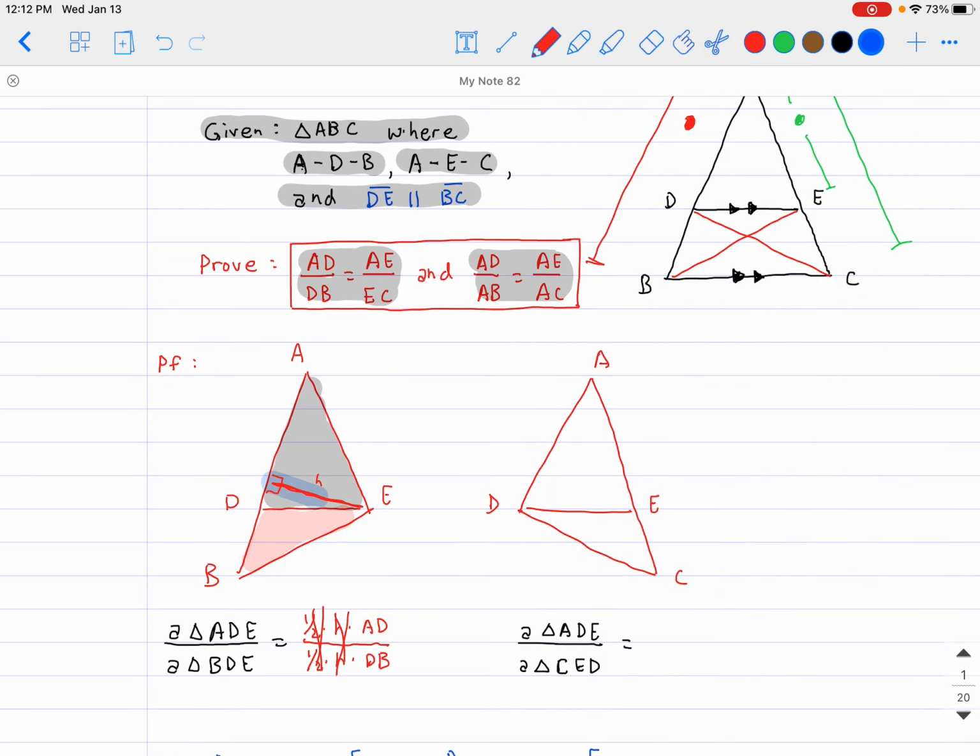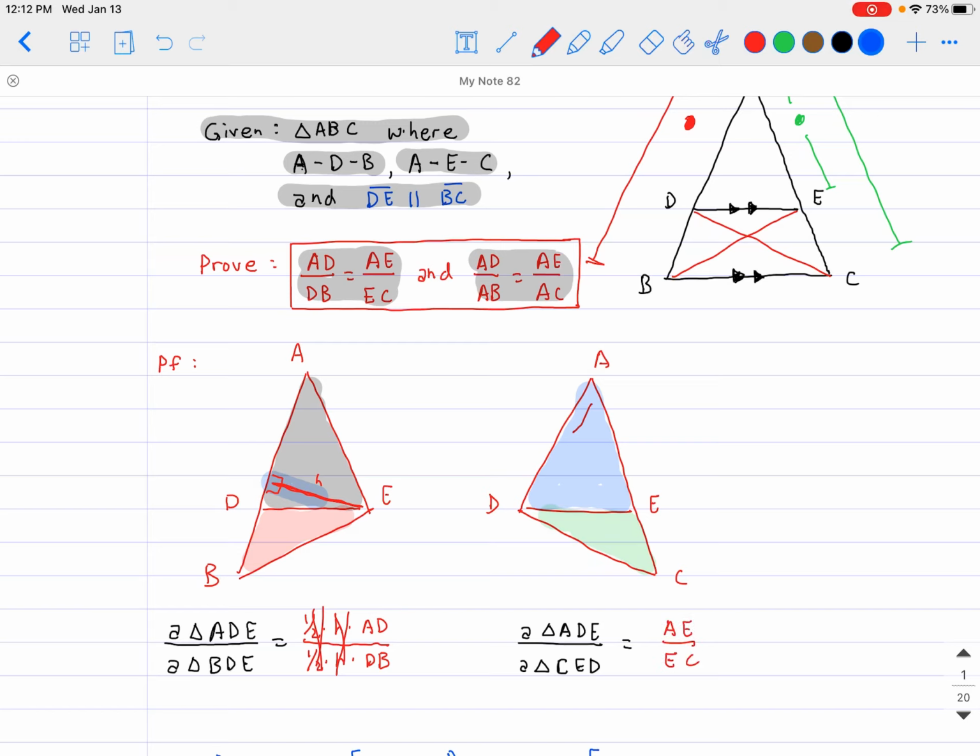I'm going to do something identical, if anything. I'm going to take the area of this top triangle and then divide it by the area of the bottom triangle to get a proportional ratio. With that set up, it's basically the same idea as what's on the left. So this is going to give us AE divided by EC.